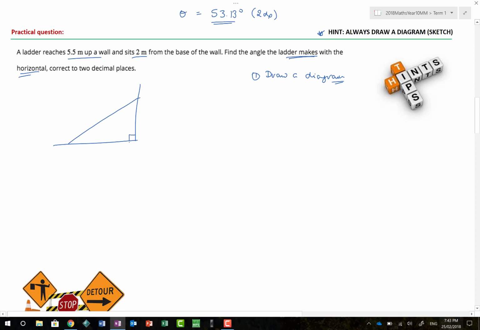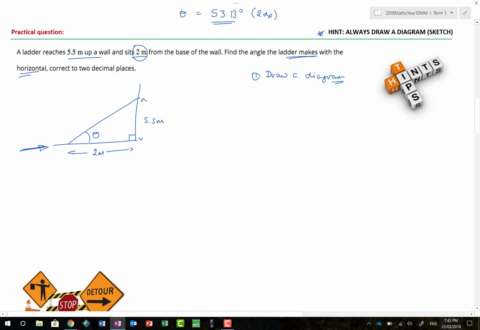I'm actually just looking for a right angle triangle. So what does it say? A ladder reaches 5.5 meters up a wall. So it says that that is 5.5 meters, and it sits 2 meters from the base of the wall. That's just code for saying, well, that's 2 meters away. Find the angle the ladder makes with the horizontal. Well, this line here is the horizontal. And so hopefully that's the angle it's looking for me to find.